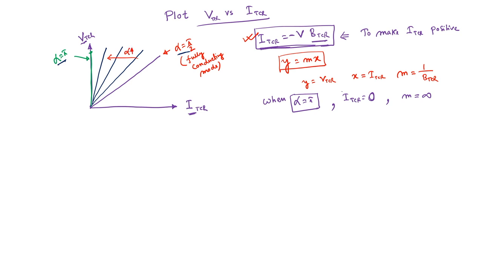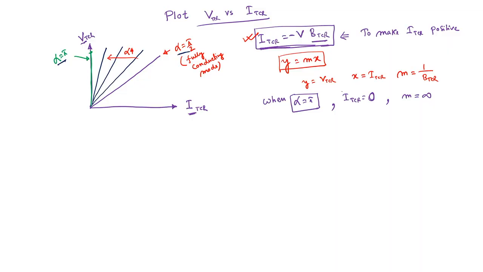So, as if this characteristic is being shifted to this side with the increasing value of alpha. Okay. So, for any other value of alpha, the characteristic will be this, because every different value of alpha corresponds to a different value of B_TCR, a different value of the susceptance. Why a different value of susceptance? Because the current is getting changed, and current is changed due to the change of the susceptance. Because ultimately this TCR is modeled as a variable susceptance. So, when alpha is increased from pi by 2 to pi, this characteristic would be shifted to this side.